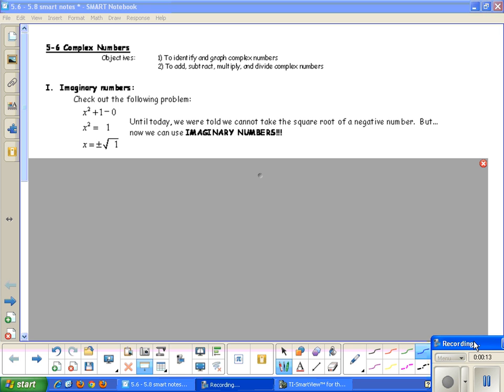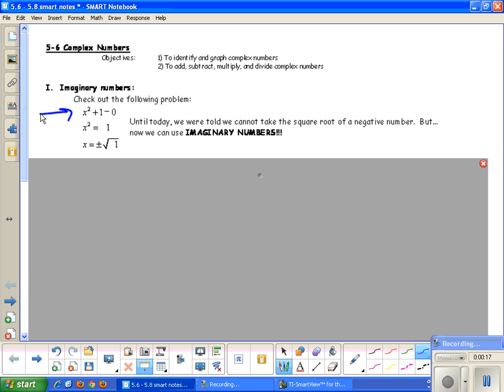So remember before, if we were to solve this equation right here, we have x squared plus 1 equals 0. There is no linear term, so I would do x squared is equal to -1, and then I would get that x is equal to plus or minus the square root of -1. And remember that we said that we can't take the square root of a negative number. Well, that was until today.